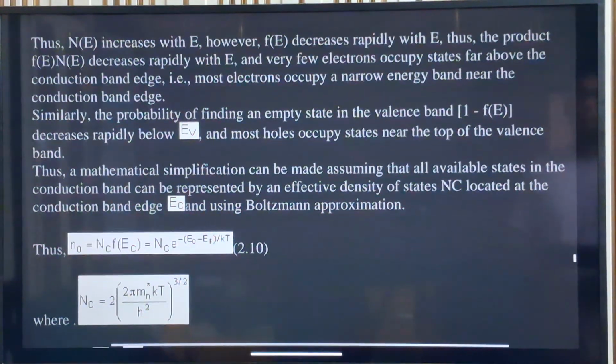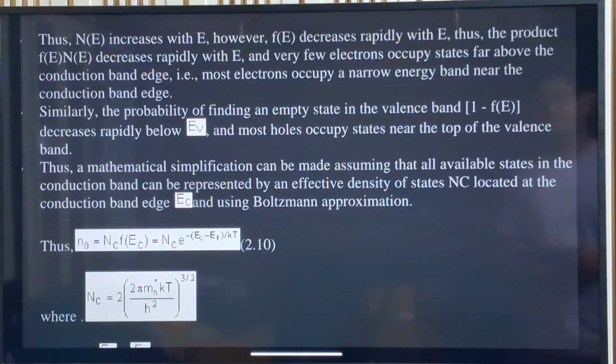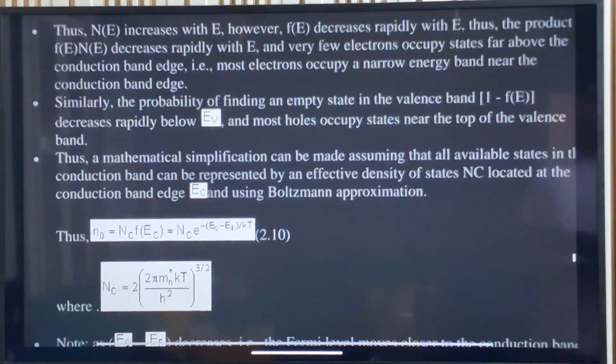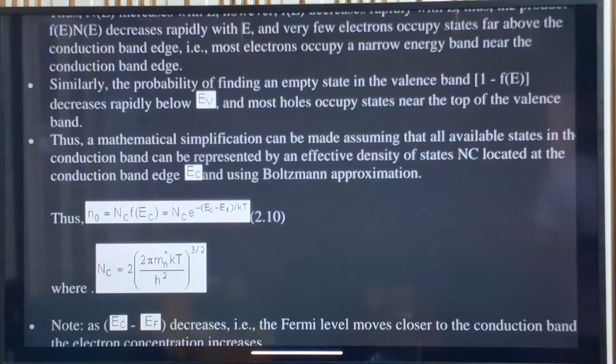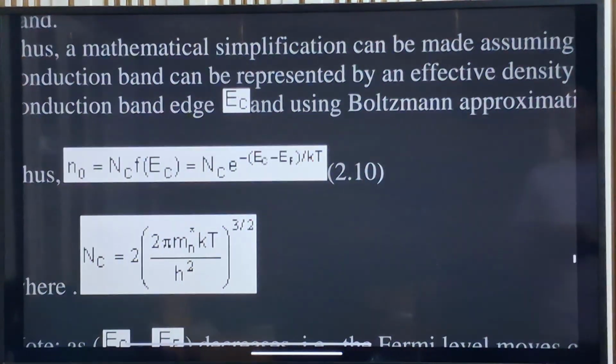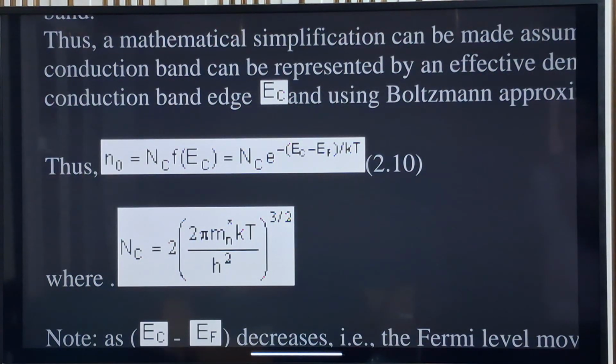Okay, now a mathematical simplification can be made assuming that all available states in the conduction band can be represented by an effective density of states Nc located at the conduction band edge EC, using the Boltzmann approximation. Therefore, we get the much simpler and much more useful formula of n naught is equal to Nc e to the power minus (Ec minus Ef) by kT.